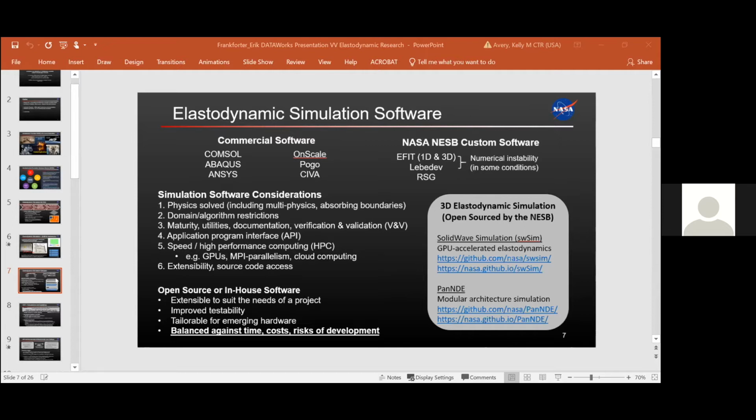So due to any one of these needs, that's where you can start to get into the need to extend with in-house or the use of open source software. And this provides other capabilities like improved testability, tailoring for emerging hardware. You often have to develop custom code, for example, for GPU application. This is balanced against the time, costs, and risks of development. Slide 8, please.